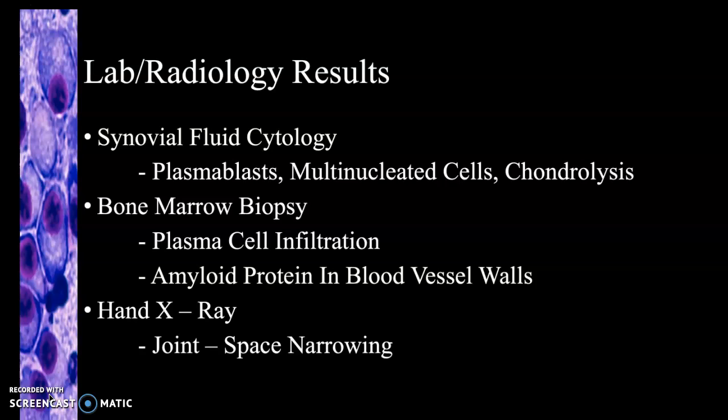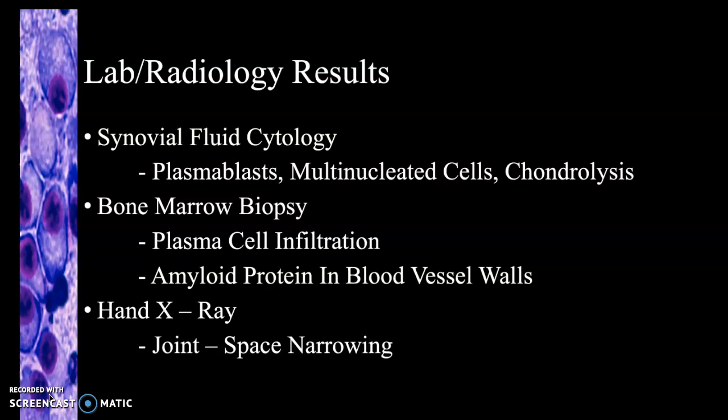The first lab result we're going to look at is a synovial fluid cytology, and this test is where there was a biopsy taken via a needle being put into the space in between the joint to take out some of that synovial fluid. And the synovial fluid showed plasmablasts, multinucleated cells, and chondrolysis. The plasmablasts and the multinucleated cells clearly indicate the cancerous transformation of the cells. The chondrolysis is interesting because it indicates that the space in between the joints begins to break down.